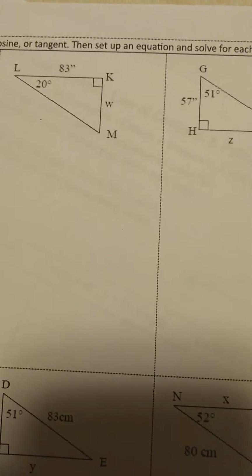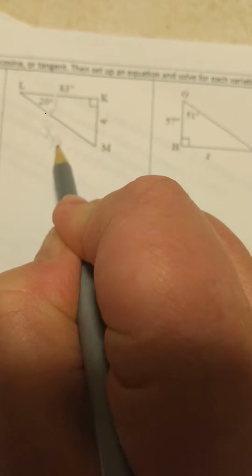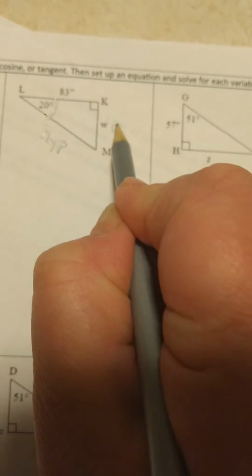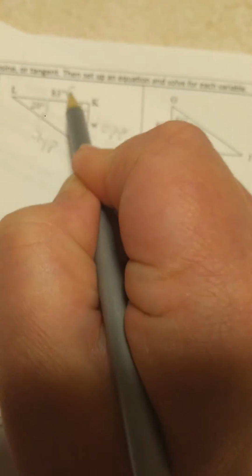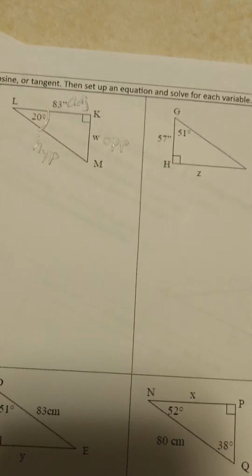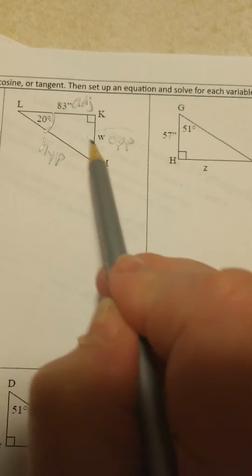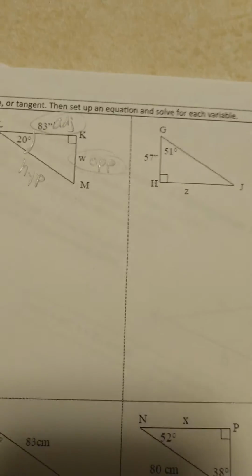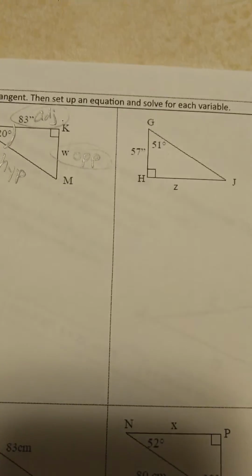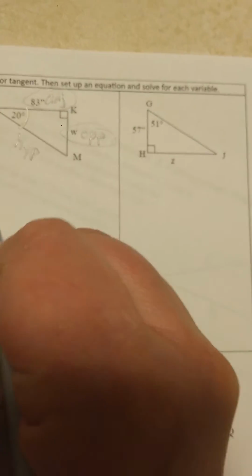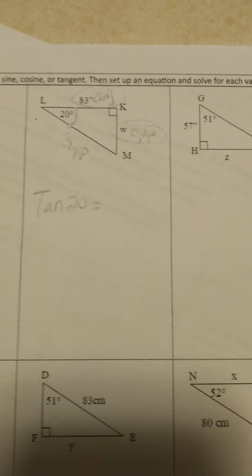So let's take a look at this one. Everybody look. Oh, it's angle L right here. It's 20 degrees. Which one's our hypotenuse? Down here. Which one's our opposite? W. And which one's our adjacent? 83. So which two should we be circling? Opposite and adjacent. Flip your paper back over. Which one has opposite and adjacent? Tan. Perfect. We always go tan or cosine or tangent and then the degree measure.